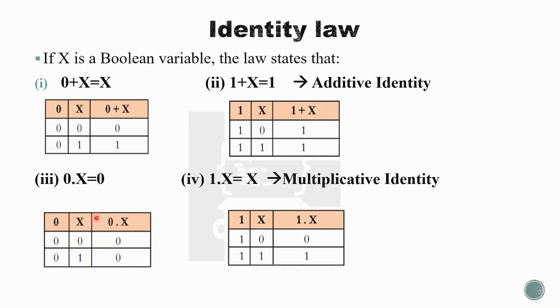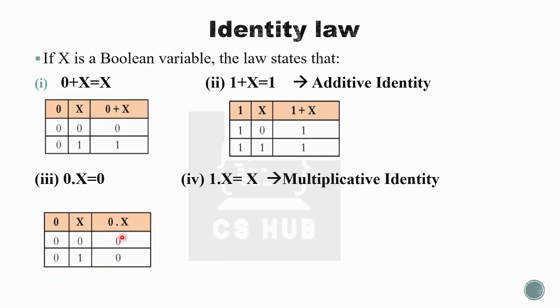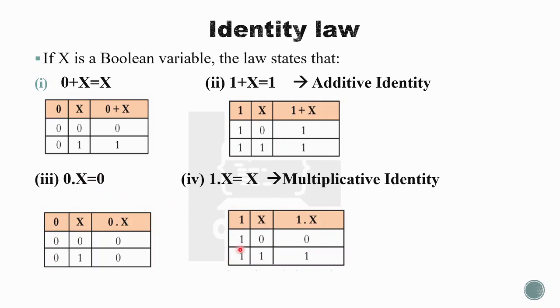two inputs 0 and x, and our output 0 into x. When two zeros are multiplied, we will get a 0. When 0 and 1 are multiplied, we will get a 0. So this 0 into x equal to this 0. The statement is proved. Next, 1 into x is equal to x. 1, then x 0 and 1, then 1 into x. 1 into 0 is 0, 1 into 1 is 1. 0 1 is equivalent to this x value. So x and 1 into x are equal.